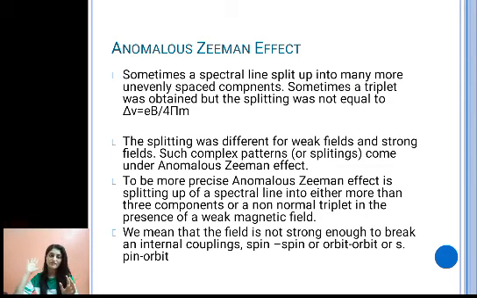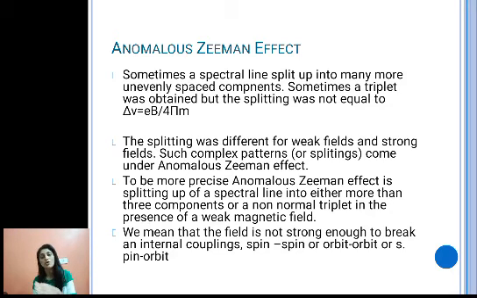Now whenever we talk about the normal Zeeman effect, the field which we apply is a strong magnetic field. When we talk about the anomalous Zeeman effect, it takes place in the presence of a weak magnetic field. So the splitting which we get is different in the presence of a strong magnetic field and in the presence of a weak magnetic field. In case of a weak magnetic field, we get a complex pattern, and such complex patterns come under the anomalous Zeeman effect. To be more precise, the anomalous Zeeman effect is splitting of a spectral line into either more than 3 components or a non-normal triplet. Non-normal triplet in the sense the spacing is not equal to eB upon 4 pi m. That is what is called the anomalous Zeeman effect.